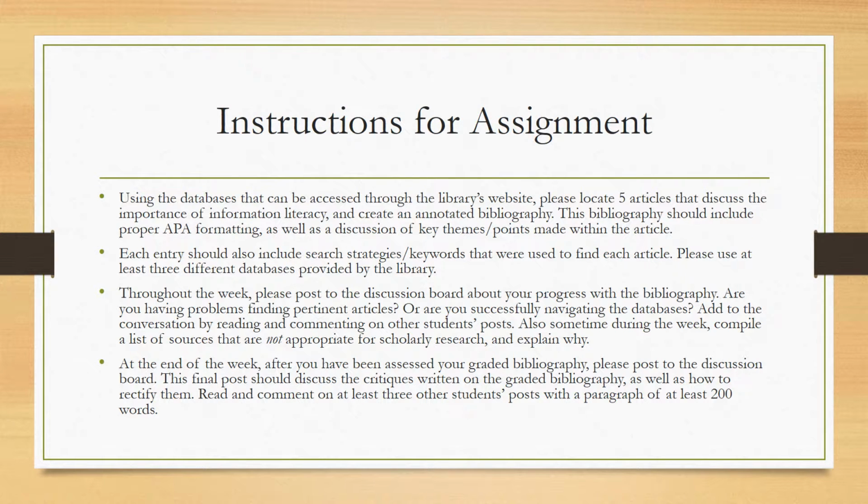Using at least 3 different databases provided by the library, please locate 5 scholarly articles that discuss the importance of information literacy and then create an annotated bibliography. The bibliography should be in APA style and discuss the key themes and points made within the article. Each entry should include the strategies and keywords that you used to find each article.